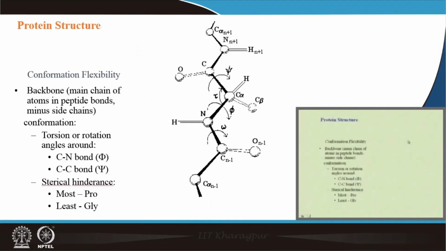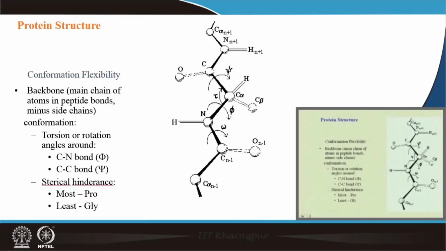Now, if we consider the protein structure, we have to remember that there is conformational flexibility. What do I mean by that? How is the protein polypeptide chain formed? It is formed by the linking of the amino acid residues. Now, once we link the amino acid residues together, we have a lot of geometrical considerations that we have to make. I am going to go step by step in understanding these geometrical considerations.